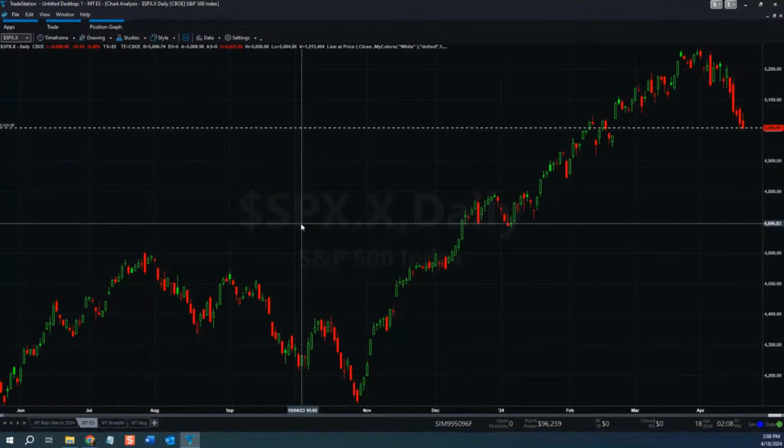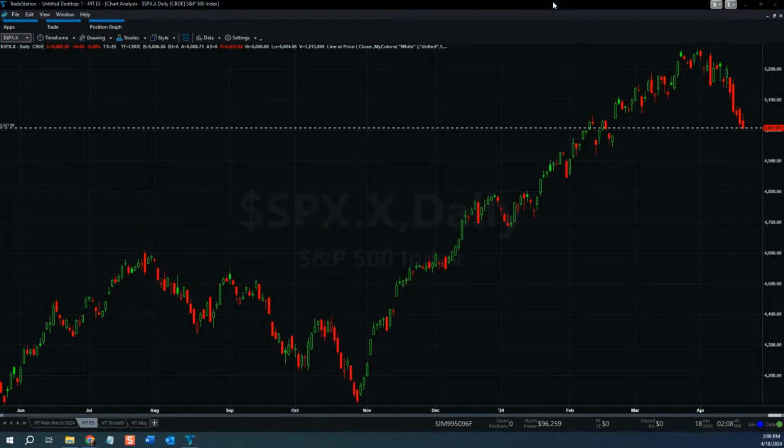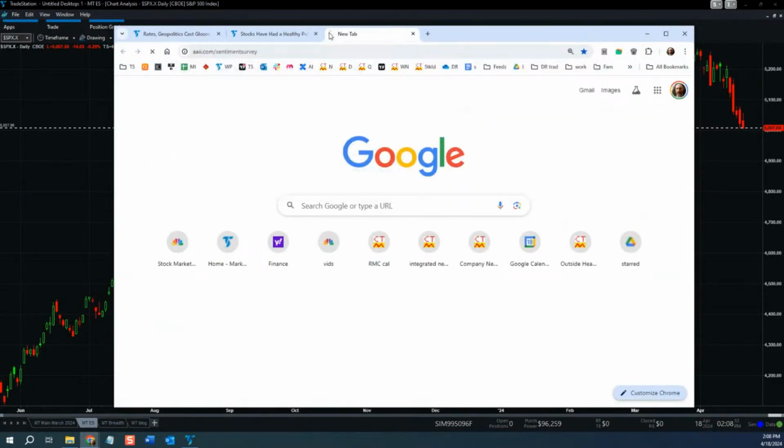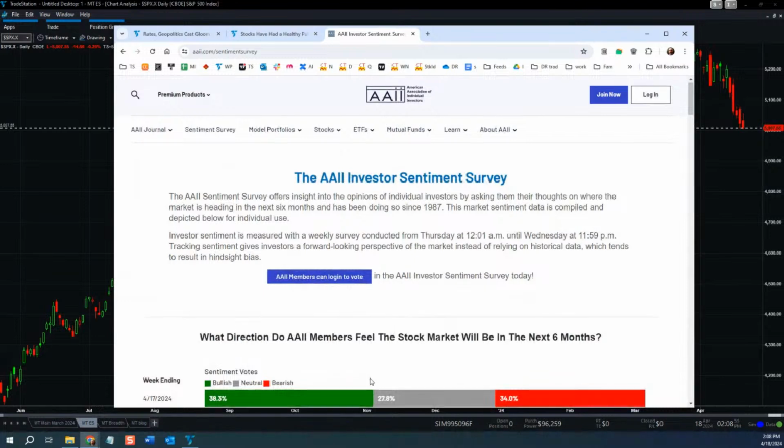It is a negativity bubble we're seeing right now. If you look at the AAII sentiment survey, it is the least bullish since early November or late October. I'm not sure how far back we want to look. We look at the sentiment survey. It's an interesting thing to look at here.